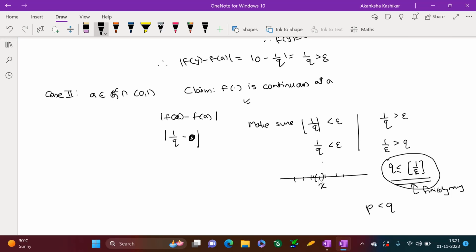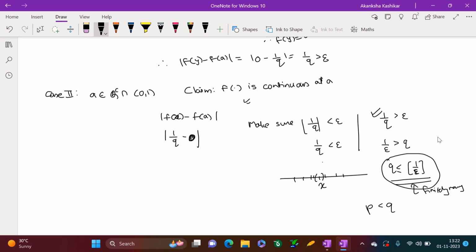I am not sure whether you are clear, but try to go through the arguments again. So what I want is 1 by q less than epsilon. So which rationals will create problems? Those rationals for which 1 by q is greater than epsilon, which means q is less than 1 by epsilon. But 1 by epsilon is going to be some fixed number. And we know q belongs to N.